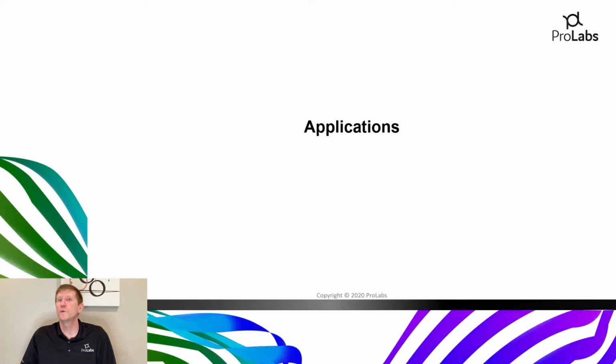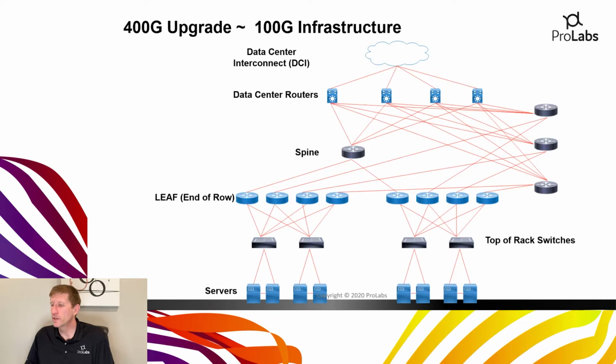So let's move on to applications for this 400 gig technology. This is a standard 100 gig infrastructure data center type of network. Starting at the core, you've got your data center interconnect, your data center routers, your spine, your leaf, your end of row, your top of rack switches, and your servers. Pretty typical, very standard of how today's data centers are architected.